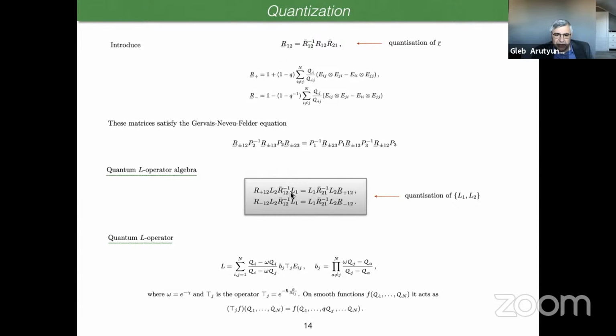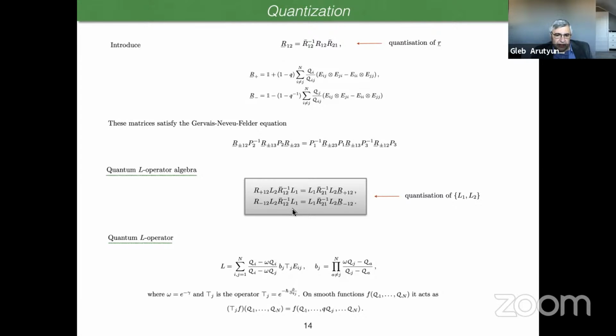It's a quadratic algebra generated by entries of the quantum L operator. And what is remarkable is that this algebra is indeed represented by the quantum L operator of the model, which can be taken to be essentially the same as the classical L operator, except that now the exponential of momentum is replaced by this finite difference operator. So this is the algebra, and this is its realization.